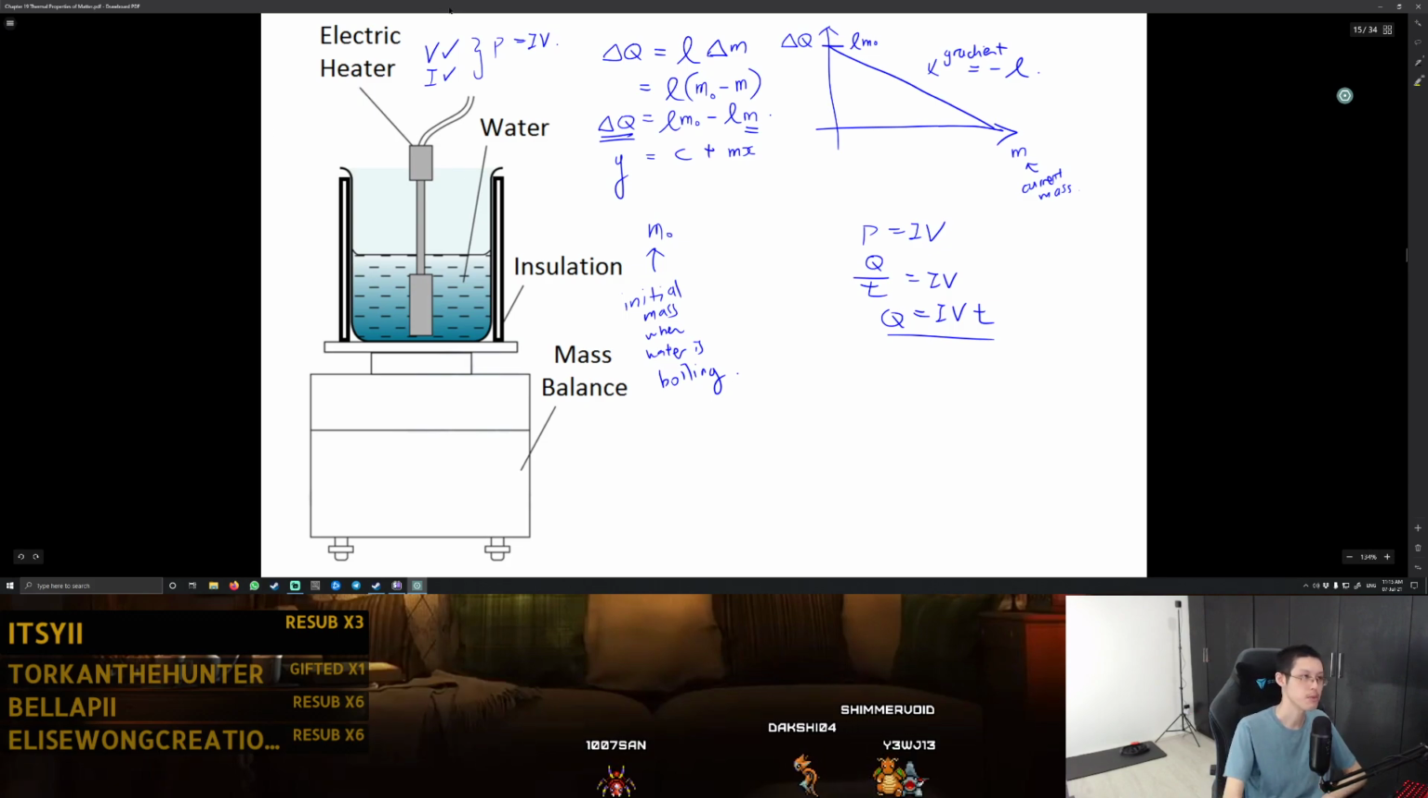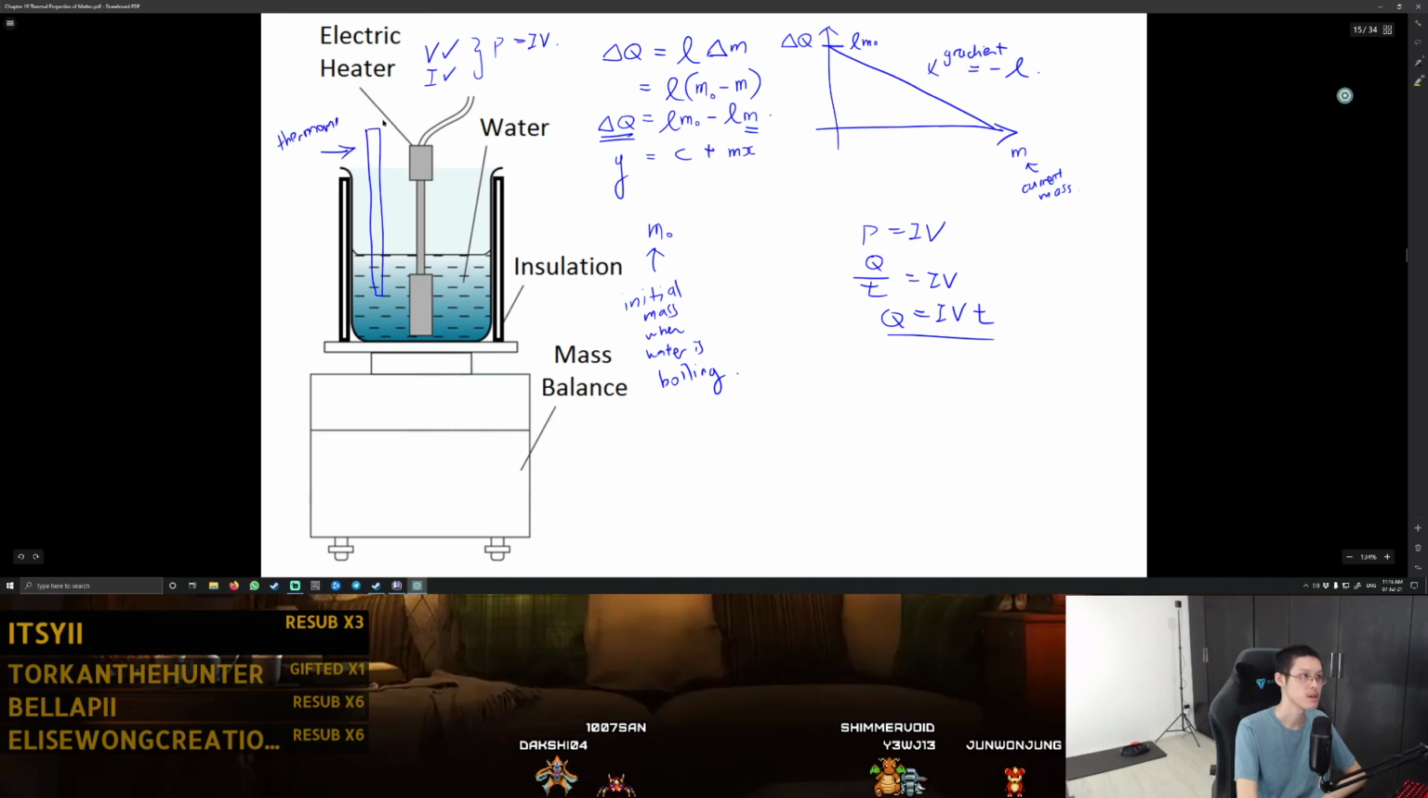What you can do is put a thermometer here. I forgot to draw a thermometer in the diagram, so you can just draw that in, to monitor the temperature. Once it reaches 100 degrees Celsius, you check the mass, and then you let the water start to boil. As the water boils, it vaporizes and the mass starts to decrease. So at specific instances in time, maybe every 30 seconds, you make another measurement.